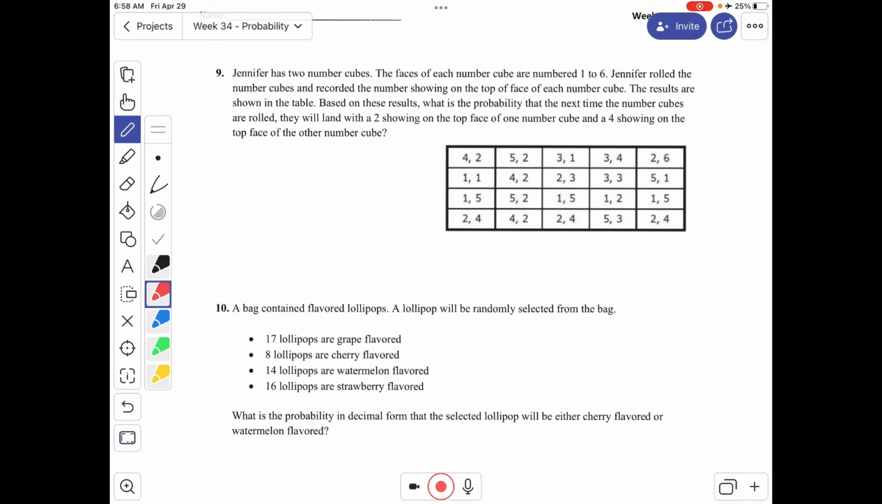So first I'm going to go through and look for all the 4s and 2s. So she got 4 and 2 together 6 times. So that's 6 out of, and then you would need to simplify the fraction.